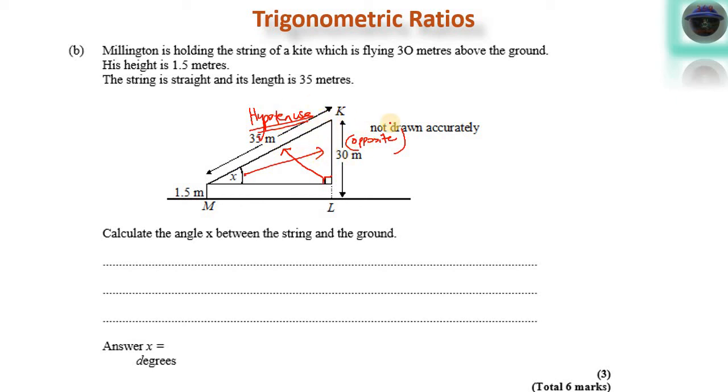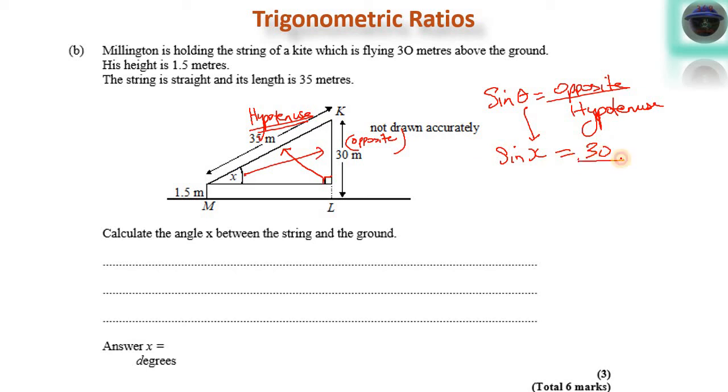So opposite and hypotenuse, which ratio should that be? If you said sine, then you're correct. Sine theta is equal to the opposite over the hypotenuse. Remember, these formulae are actually given in your exam. So the sine of theta, in this case theta is our acute angle, so we're going to replace theta there with the x. So opposite is 30 meters, and hypotenuse is 35 meters.